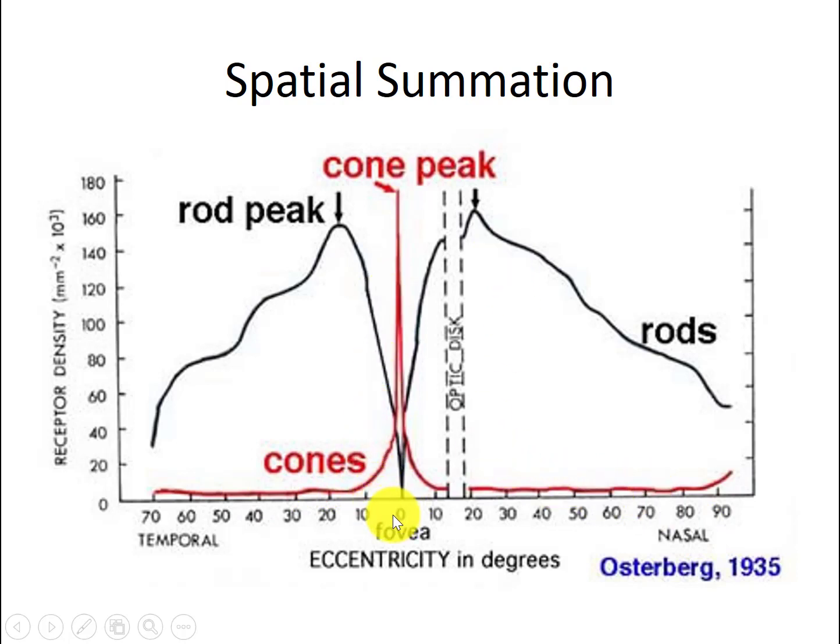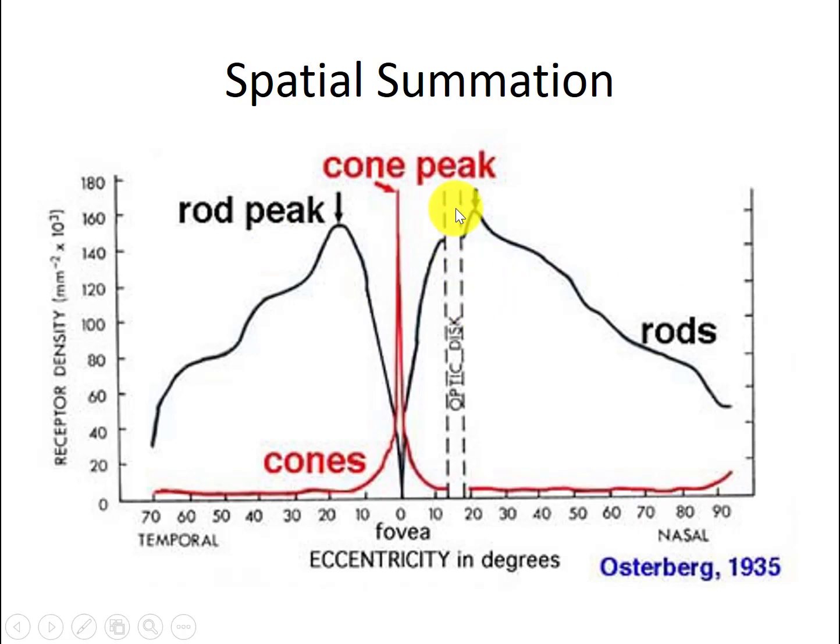Not many rods in the fovea, but as you get degrees away from the fovea towards the nose, or nasal, or towards the temporal, or the side of your head, there are more and more rods. So the rods really peak about 20-30 degrees out on either side.